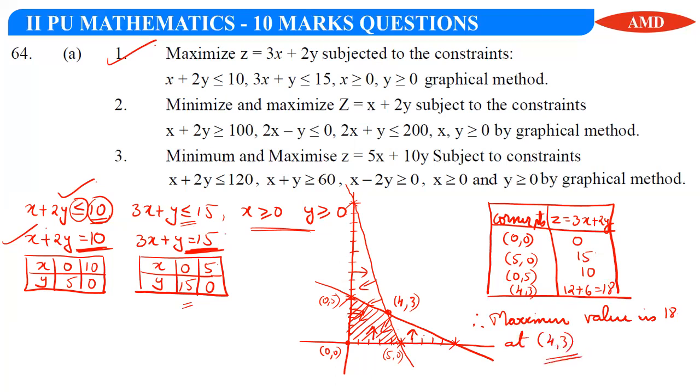Sometimes what happens is you might get the maximum value at 2 points. In such cases, let us say you have got the maximum value at 0, 5 as well as 4, 3. So what must be the conclusion? The conclusion must be the maximum value is, let us say, 18 here, which occurs at 0, 5 and 4, 3, as well as at every point which lies on the line segment joining those 2 points. That is how the conclusion must be if the maximum value occurs at 2 points.